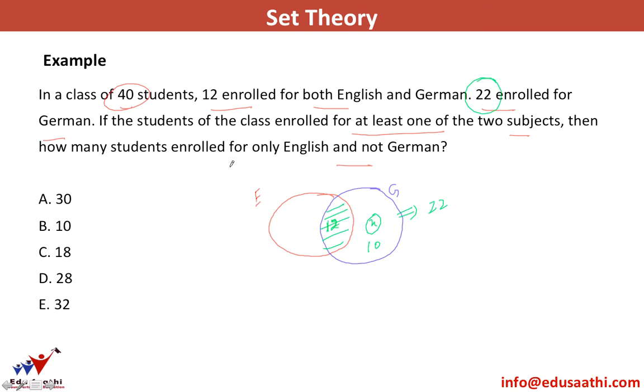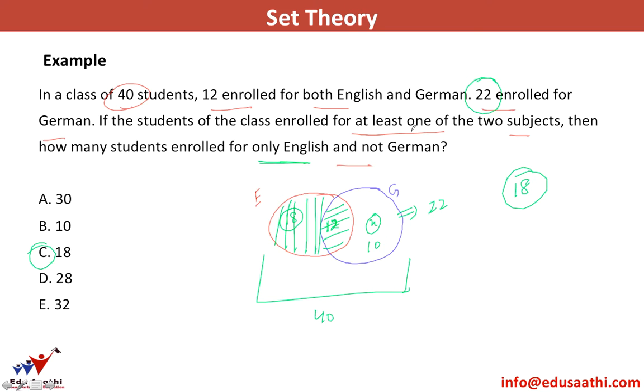Now I am supposed to answer how many students enrolled only for English and not for German. I know that the total number of students of E plus G is 40. So if the total number of students in these two circles is 40 and I already have 22 here, this remaining would definitely be 18, and this 18 represents only this region here, the one marked in vertical lines, and this represents people who only opted for English and not for German. So what is my answer here? 18, or the C part here.